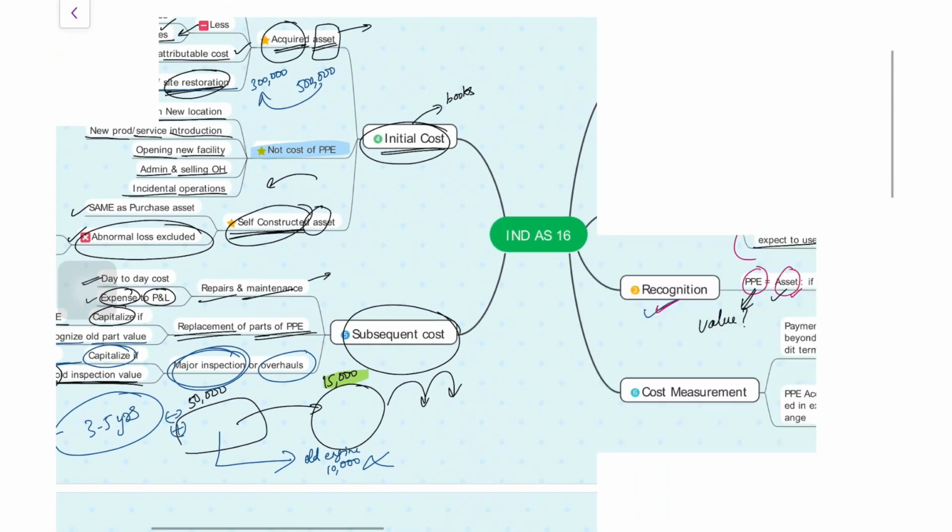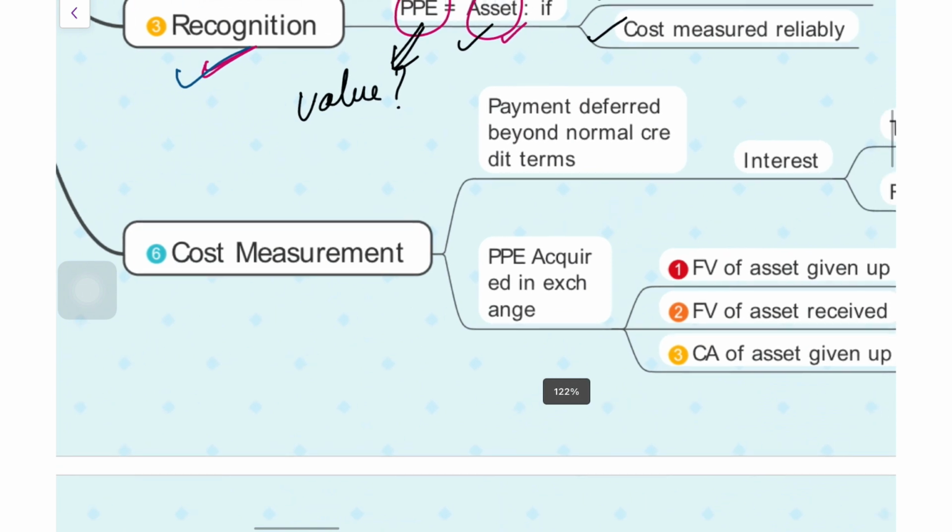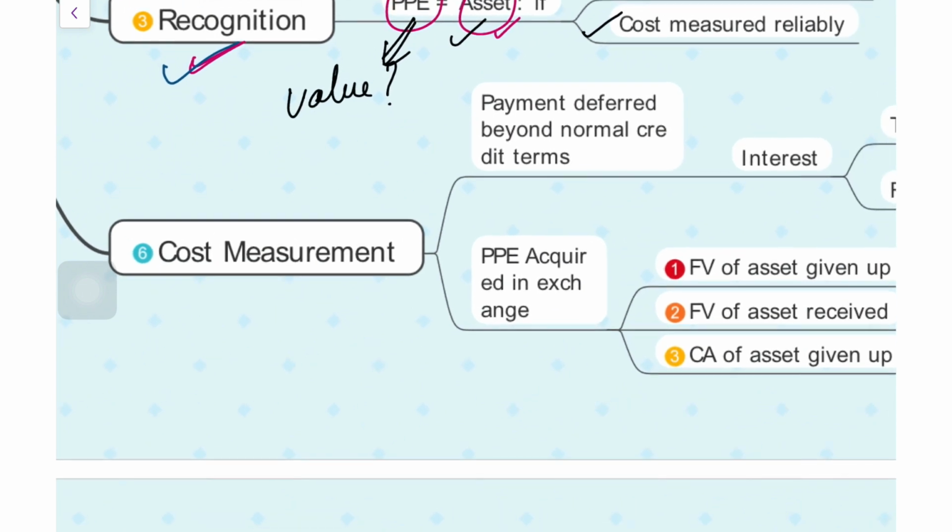I hope you understood about subsequent cost also. So here we have completed this chart and there is one final topic left here: cost measurement. There are two special cases they have given you, and in those cases how you are going to measure the cost is what we are going to learn here.